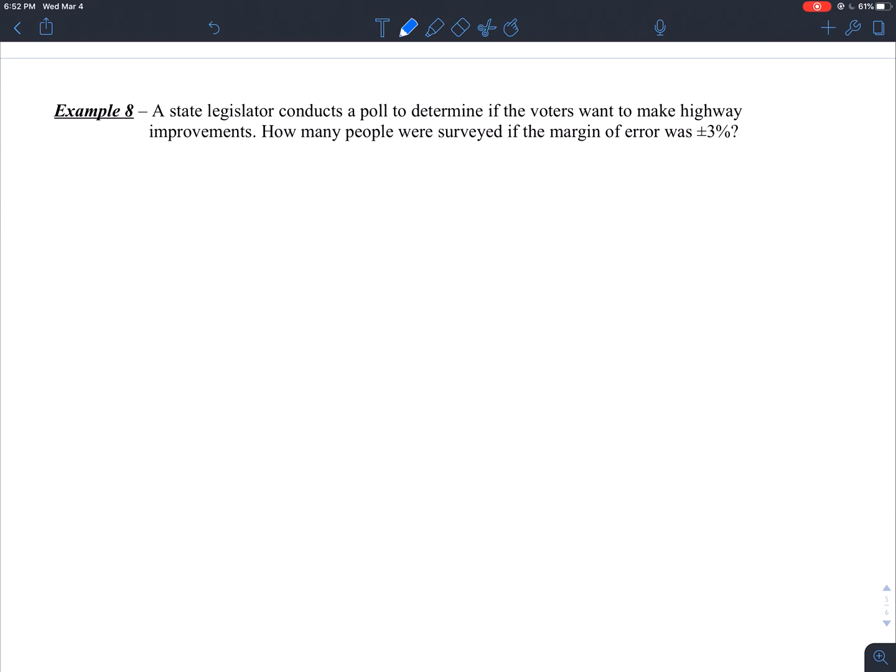So, example 8 says a state legislature conducts a poll to determine if the voters want to make highway improvements. How many people were surveyed if their margin of error was 3%? So they're telling you this. This is the margin of error. All right, I have a formula for margin of error. The margin of error is plus minus 1 over root n. So they're asking how many people were surveyed. They're asking, what is my sample size, n? That's what n means, my sample size, okay? And they're giving you the margin of error.